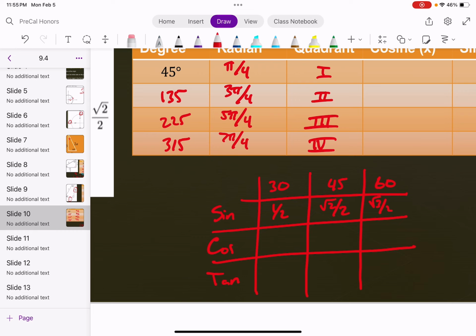We would then go on to cosine. And in cosine, square root of 3 over 2, square root of 2 over 2, and 1/2. Last one would be tan, square root of 3 over 3, 1, and square root of 3.